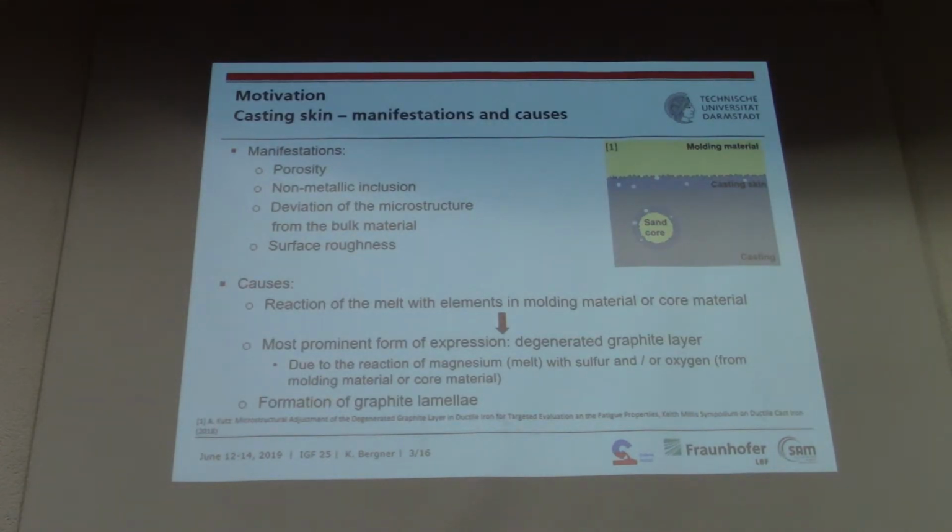The casting skin itself has some contents. We have porosity and we have non-metallic inclusions. Then also some deviations from the microstructure. You might have a pearlitic rim zone when you originally have a ferritic matrix in the bulk material. And here depicted you see the molding material, then the casting skin with the roughness and all these, let me say, defects and imperfections. But you can also have a sand core in the same situation.